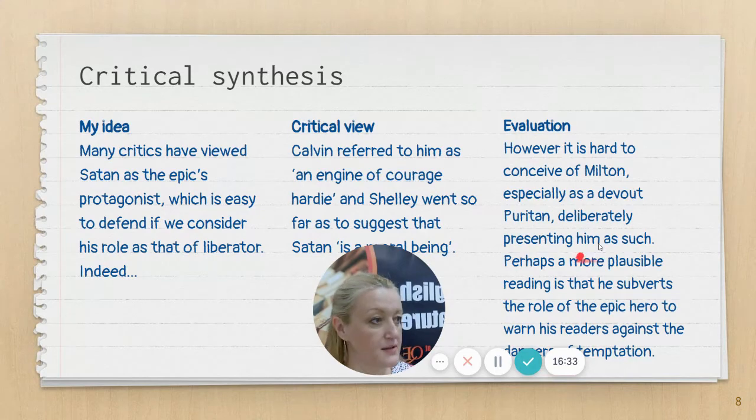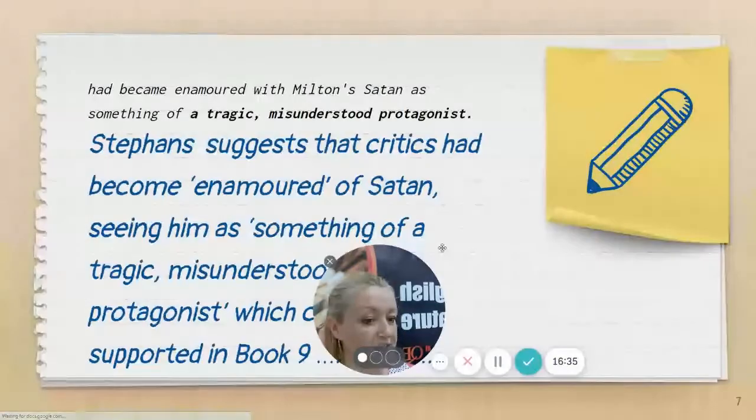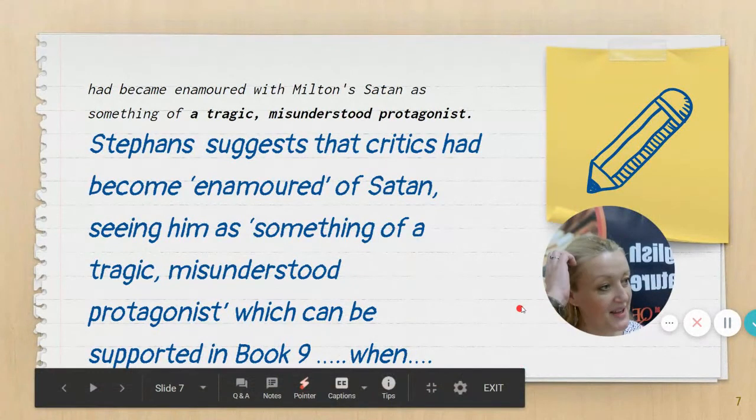So can you see the difference between that and that previous slide, where we've just tagged it on?